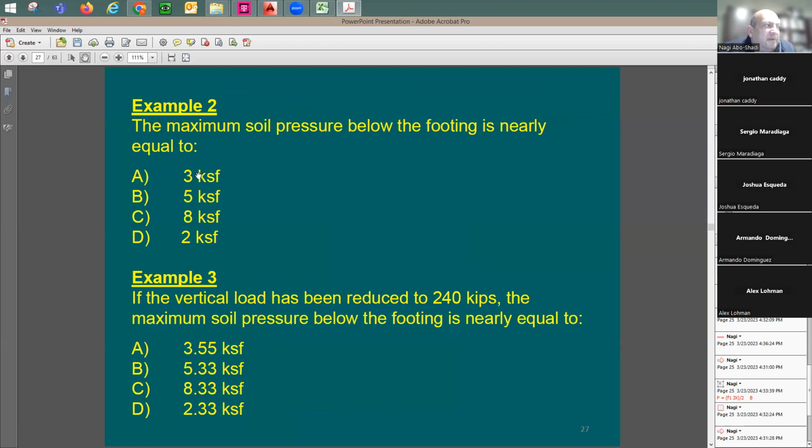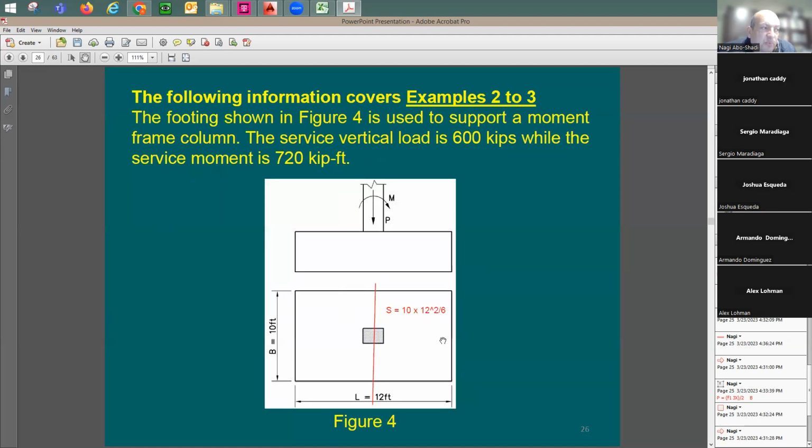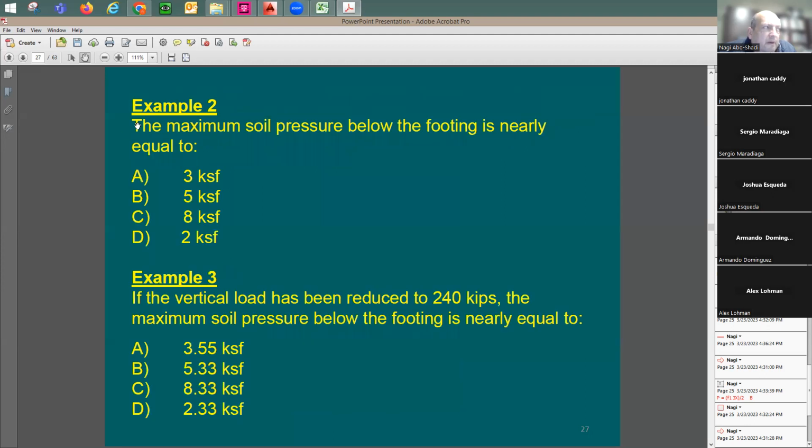So the first example, we just asked for the maximum soil pressure under the footing. I understand that one side, which means this side here, I'm going to have higher stress and compression than this side because the moment is lifting the footing up. So the first one just asked about the maximum soil pressure.